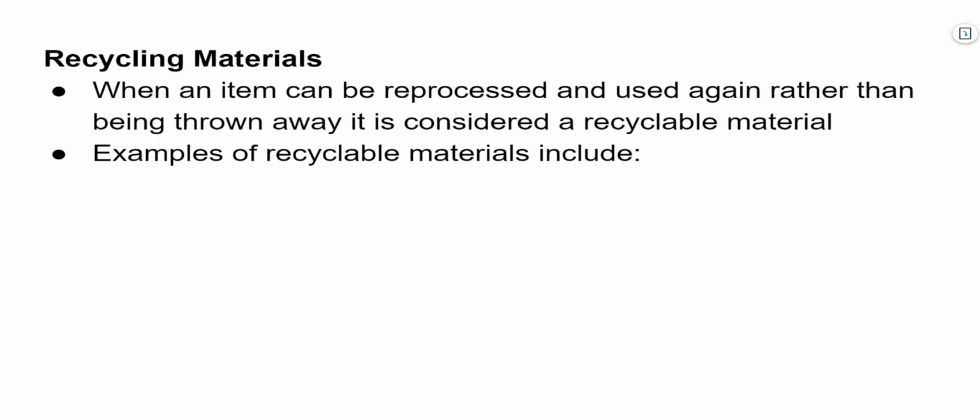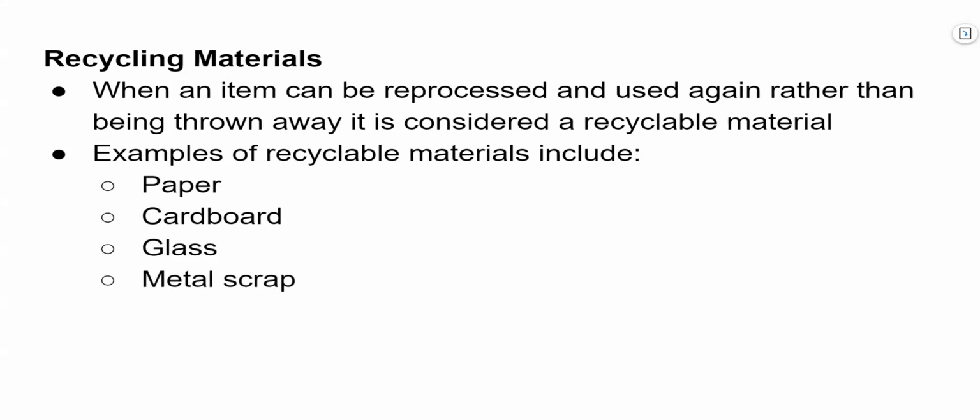So some examples. Paper. Once you have drawn on, typed on, colored on, or painted on a piece of paper, you can't reuse that paper for its intended purpose. So instead, if we're going to recycle it, we're going to need to process it in some way. It's going to get broken down, shredded, then turned back into pulp, and it can be recycled into new paper. You can recycle paper. Same thing for cardboard and glass, metal scraps.